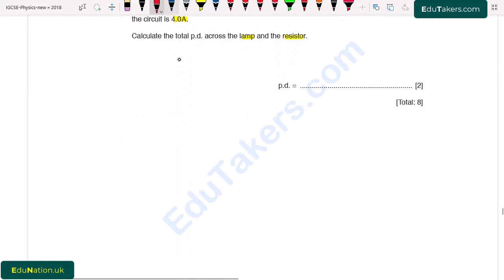So I write here the total potential difference V is equal to VR plus V lamp. So the resistor has a potential difference of 6.0 and for the lamp it is 4.9. So the value of total potential difference comes to be 10.9 volt. So I write here, potential difference is equal to 10.9 volt.